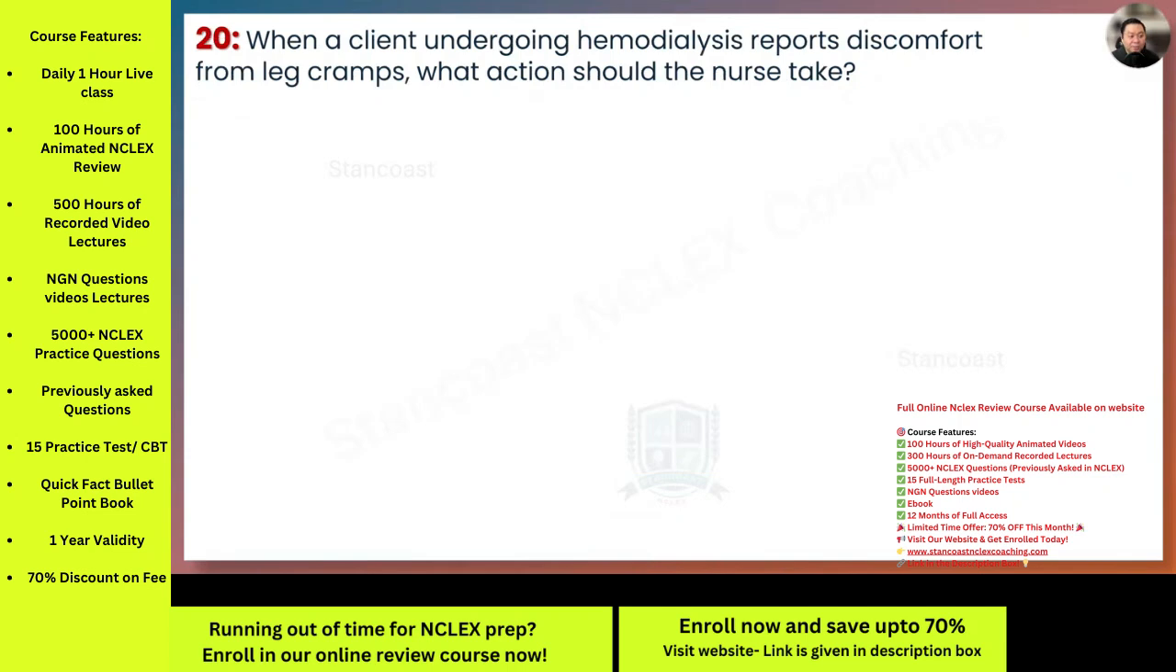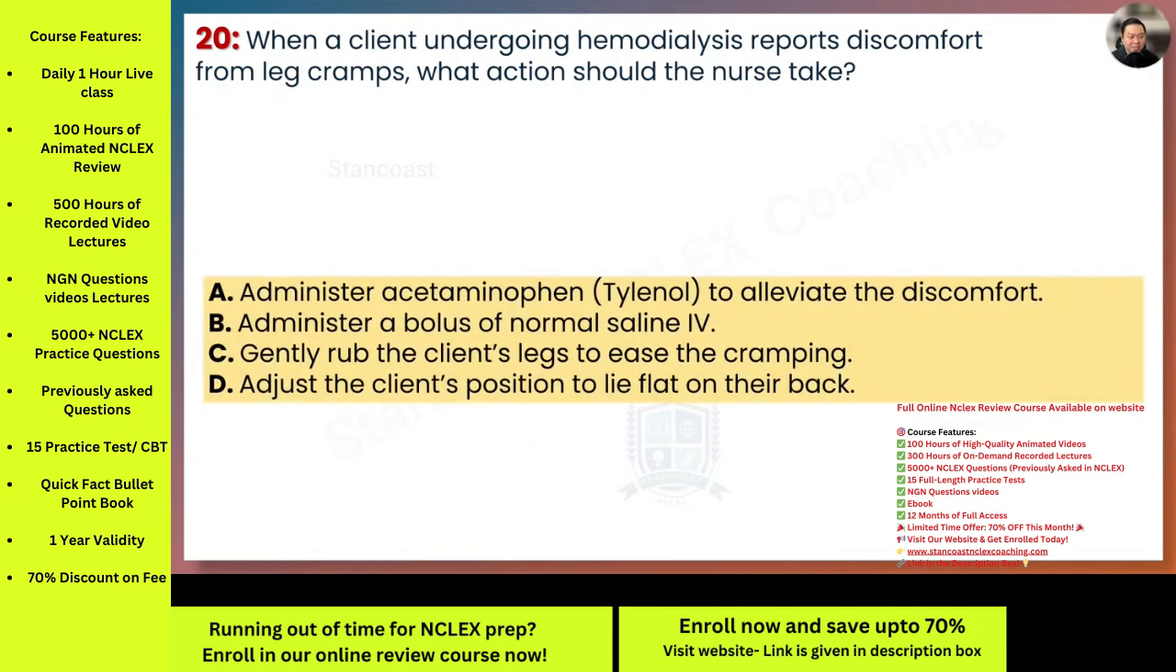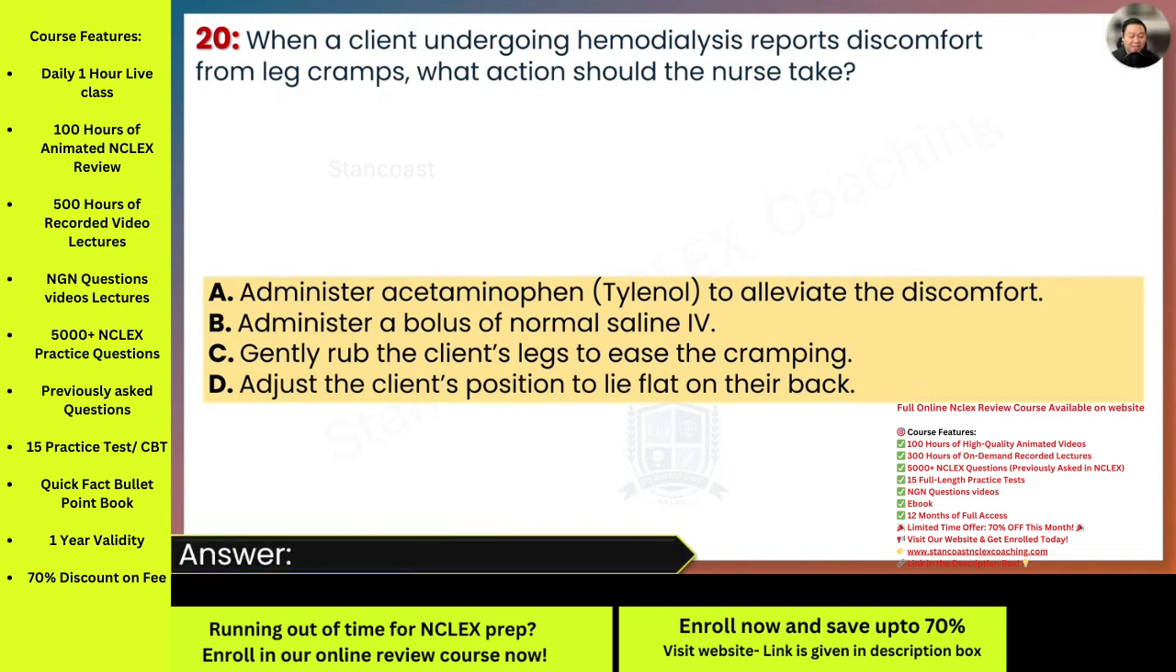20. When a client undergoing hemodialysis reports discomfort from leg cramps, what action should the nurse take? Options: A, administer acetaminophen to alleviate the discomfort. B, administer a bolus of normal saline IV. C, gently rub the client's legs to ease the cramping. D, adjust the client's position to lie flat on their back. The answer is letter B, administer a bolus of normal saline IV. Now go back into the case.